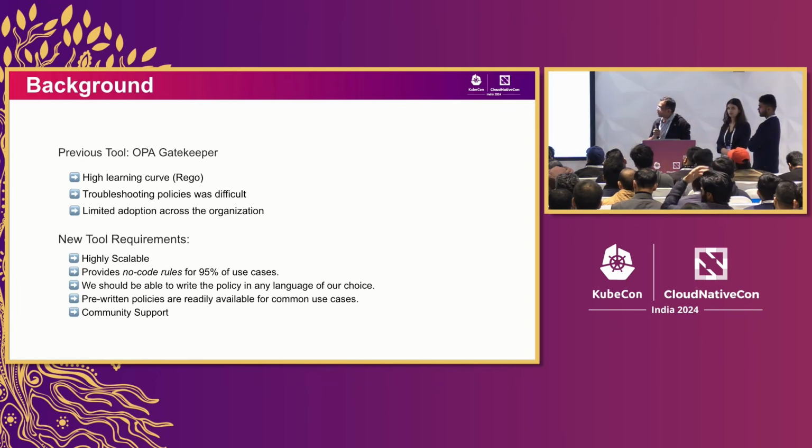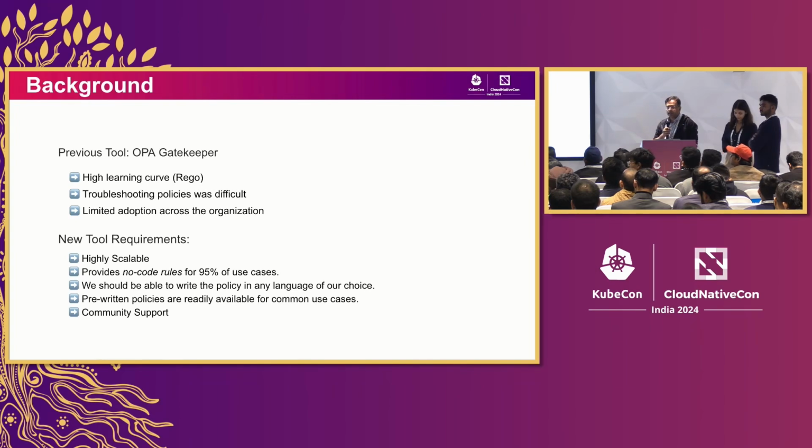And what we found is that Kyverno satisfies almost all of these requirements. Kyverno is highly scalable. You can scale it horizontally and vertically in many components. You can write rules in YAML, so you don't need to write code for simple policies.